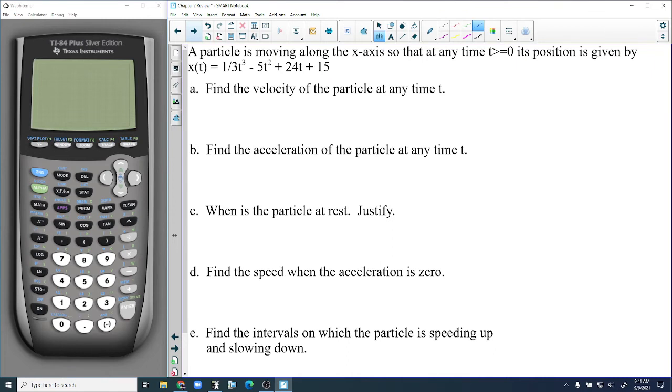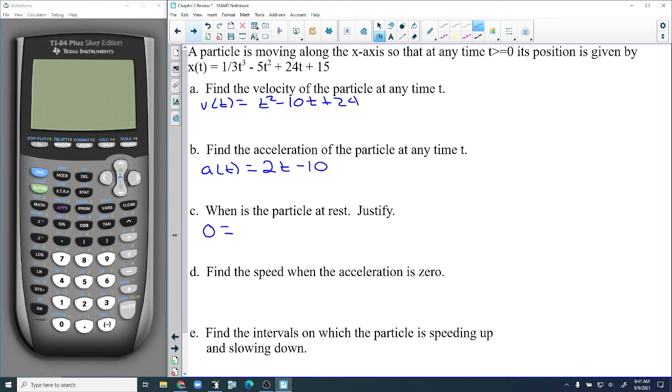A particle is moving along the x-axis. At any time t greater than or equal to 0, its position is given by this function right here. Find the velocity. T squared minus 10t plus 24. Find the acceleration. 2t minus 10. When is the particle at rest?